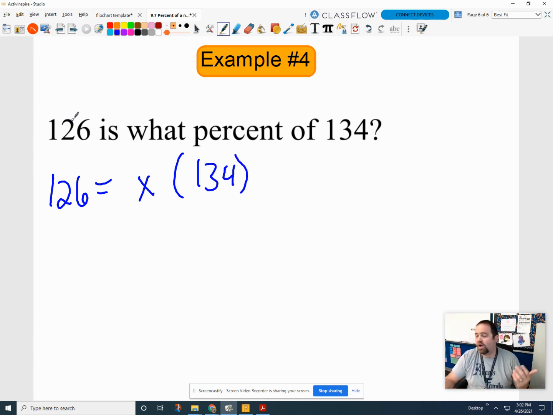I could do 100 of these examples, but it's not going to change what you're doing. Literally change the word "is" into an equal sign. "What" or "what percent," whatever that what expression is, that's your variable. "Of" is your multiplication.